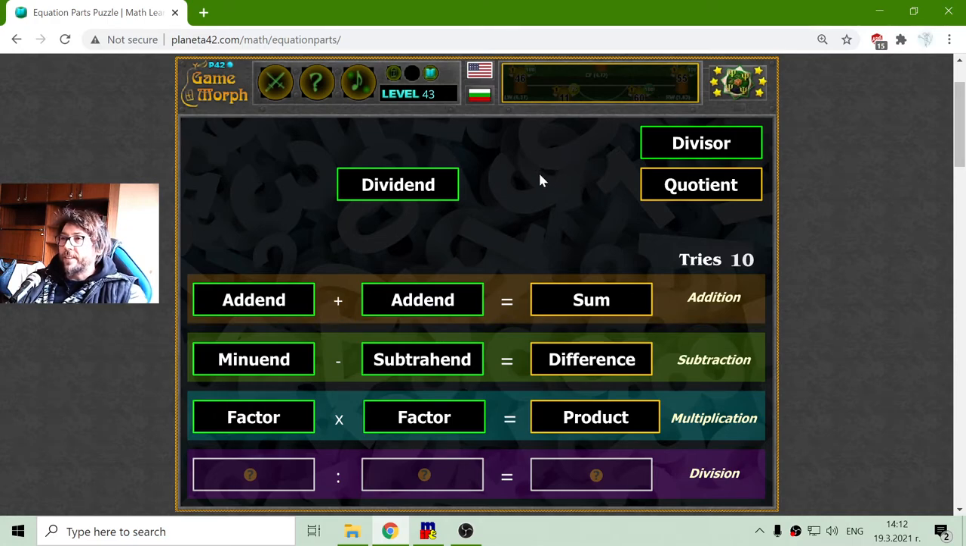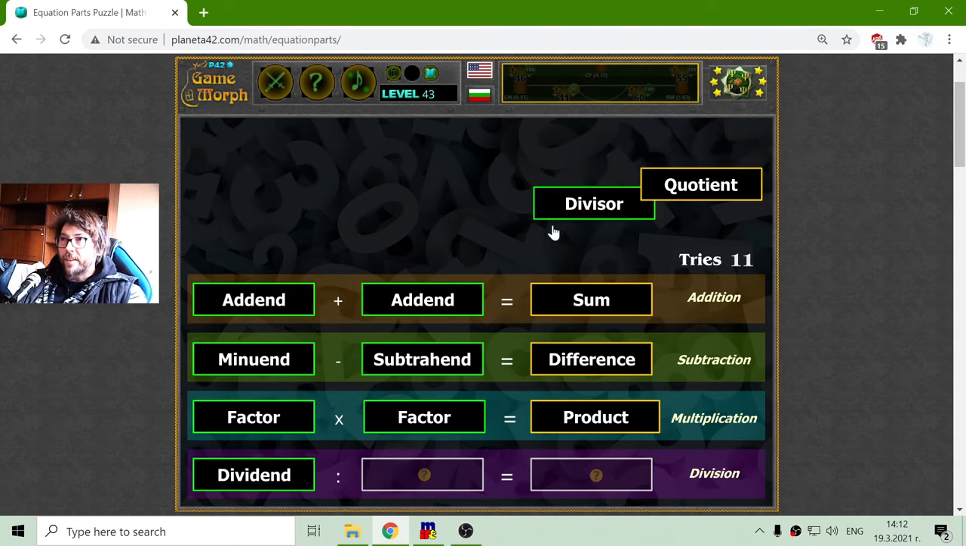And the last, division. There is the dividend. The dividend is the number which we will divide. So, the divisor is the number by which we divide, and we receive a quotient. Quotient.